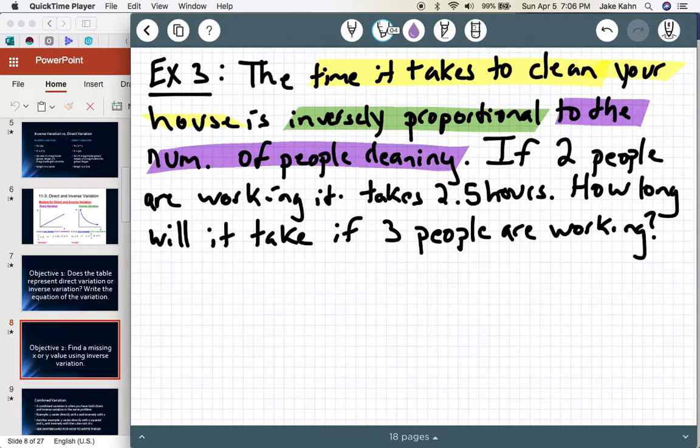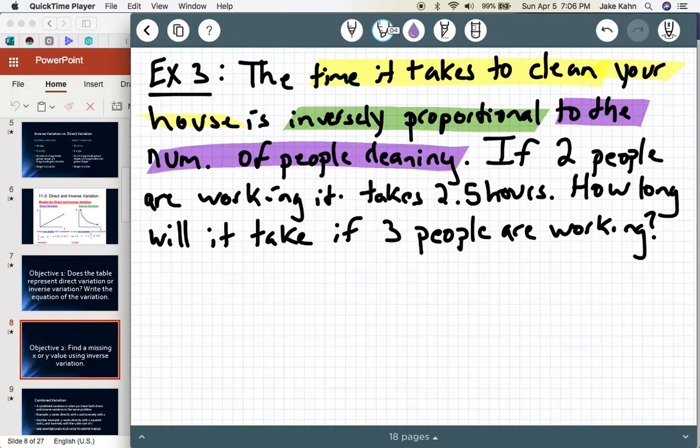That first statement tells us the mathematical relationship that we're going to set up. If those two things are inversely proportional, it means that as one thing increases, the other decreases. And this makes sense, right? If more people are cleaning and helping out in your house, the less time it is going to take overall to get that house clean. So the two things are inversely proportional.